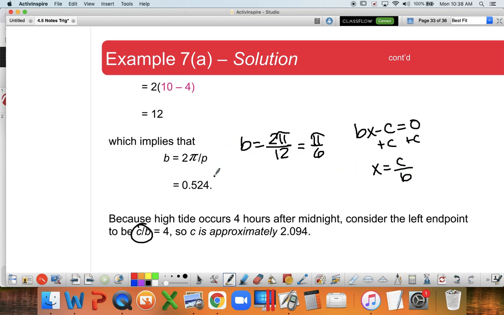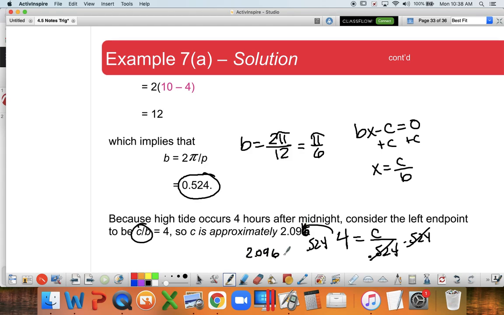Okay, and since we have our b value at 0.524, I'm trying to figure out what my c value is. So I get 4 equals c divided by 0.524. And when I multiply both sides by 0.524, that's how I get this 2.094. Okay, although, let me just check. I get 2.096, to be honest. I was looking at my answer sheet and it says 2.096. So that's our c value that we have.